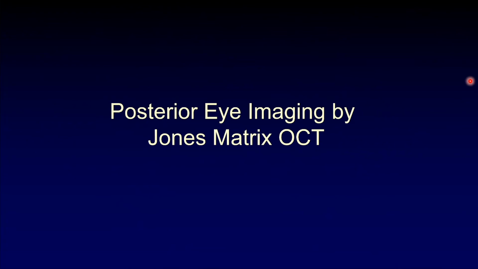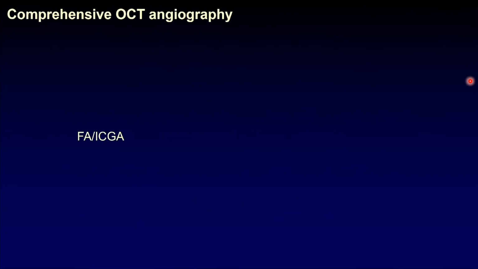So for the posterior eye Jones matrix OCT, what we want to achieve is a comprehensive label-free OCT angiography. Okay, so maybe the first thing we need to think about is what is comprehensive OCT angiography? By the way, this is a very important attitude for doing research, not only for students but also for researchers. When you start a research project, and maybe some of you are given a research topic from your supervisor, the first thing you need to do is to think about what this topic is.